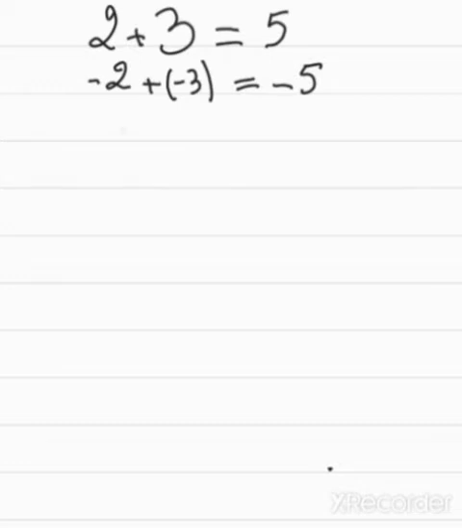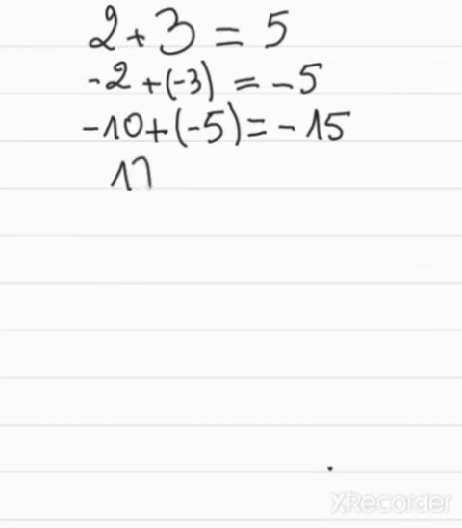Let's take two more examples. Negative 10 plus negative 5, we keep the same sign and add the absolute values. And let's say 17 plus 3, which is 20.